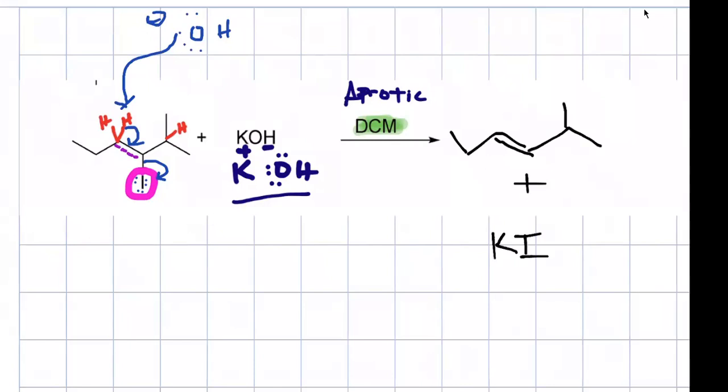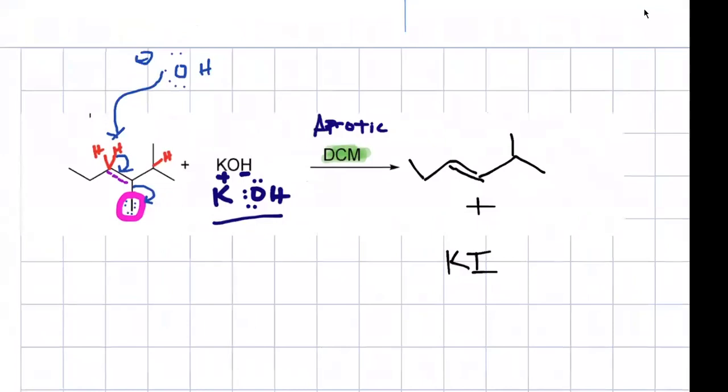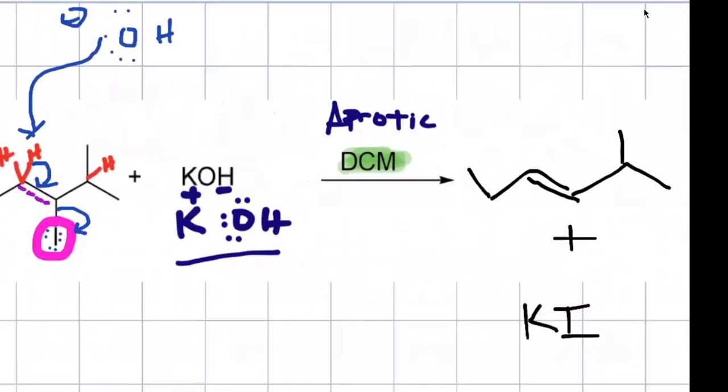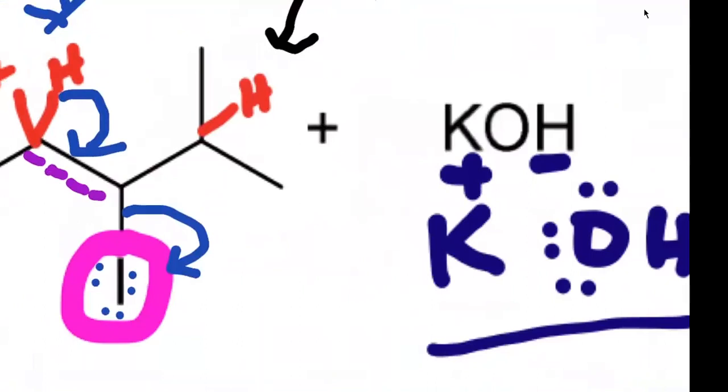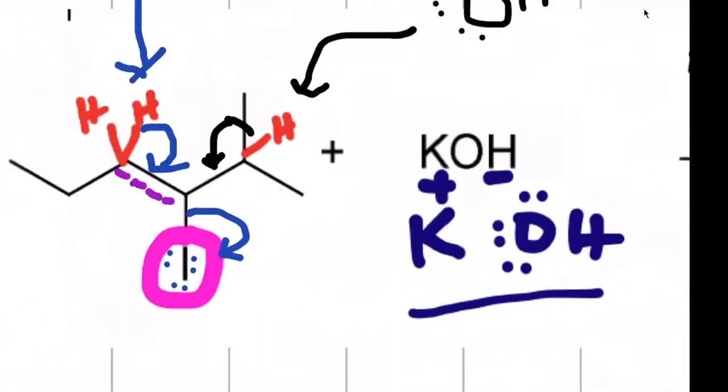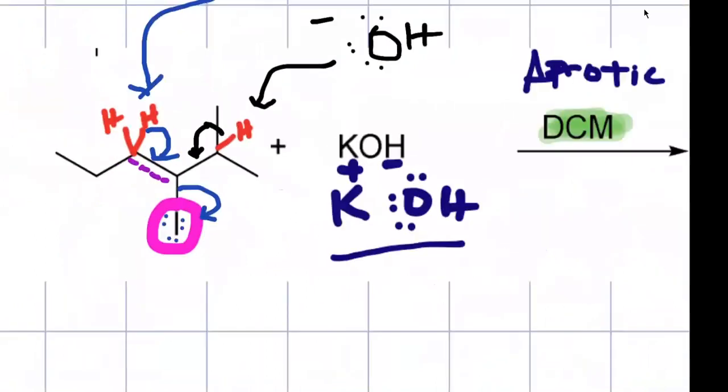All right. And then by the same token, the OH can come in and pull off the proton on the other side. So I can have the OH here. It's negative and it's coming here. Right. And when that happens, this pair of electrons is going to come here. Right there. And then the leaving group is going to leave the same way. Right. Like so.